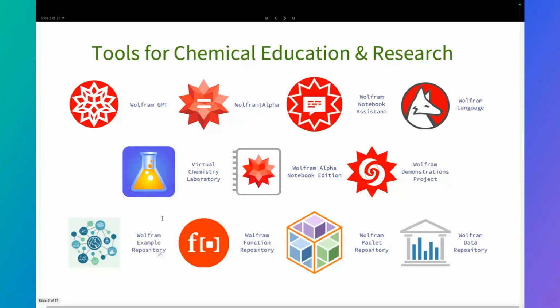We have a growing example repository with examples of how to do complex chemistry problems, both research and school-oriented. Our function repository has add-on functions that you can use in your own work to flesh out your programming. We also have a larger collection of functions in the paclet repository, and the data repository is all available to pull right in and do calculations yourself.